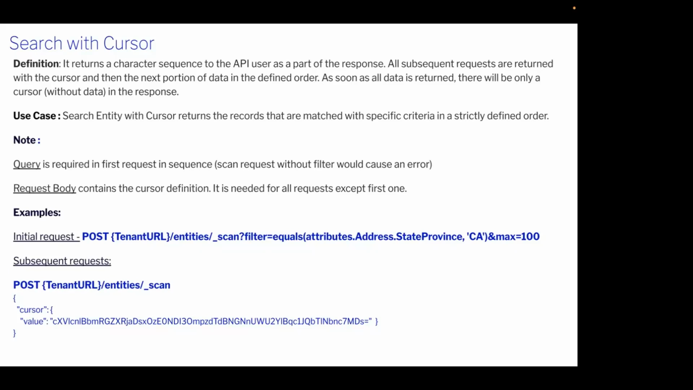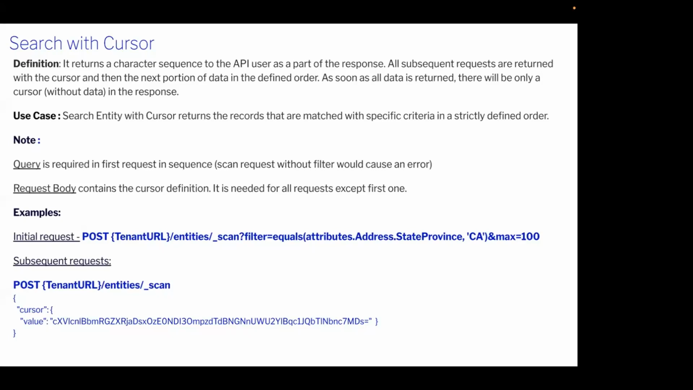Now, how does this work? The initial request, as you can see here: I'm asking for all the entities that are based out of California. Let's say I'm talking about some customer or supplier data. So it gives me all the records that are based out of California in the first initial request, and I say, give me the first 100 records. What it returns is the first 100 records, and along with that, it returns a cursor value.